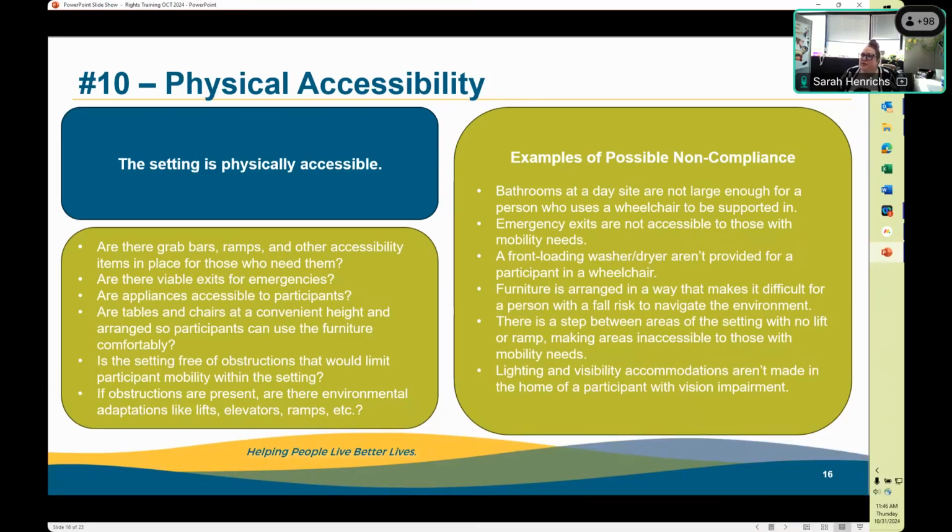And one that I don't think about a lot because I don't know if we encounter it as much, but if lighting or visibility accommodations weren't made in the home of a participant with a vision impairment, those types of things can be accessibility issues also.